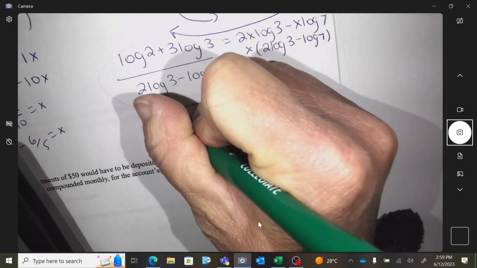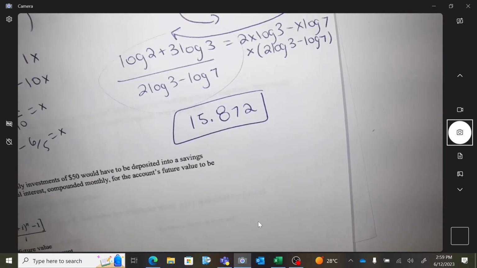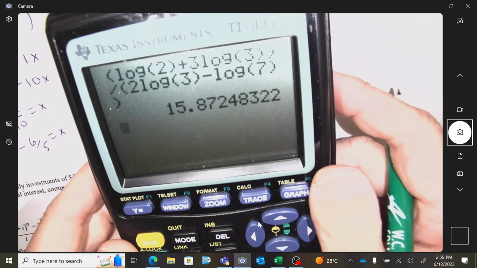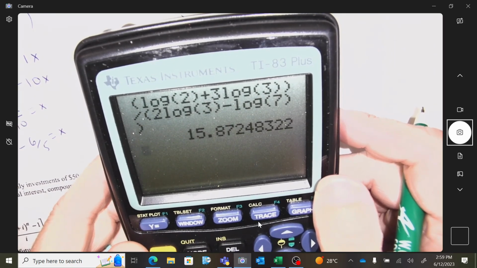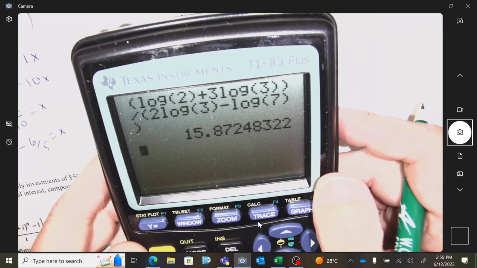15 and change if anybody's got there. Where's he taking away from? Every test, I cut that thing wrong. 10.872. Yes. This was my type with all my brackets. I did bracket the top.